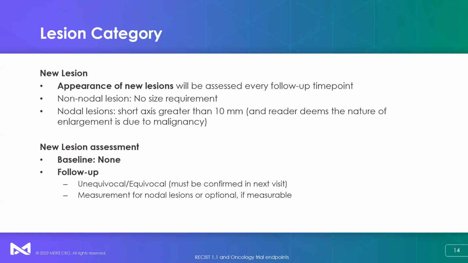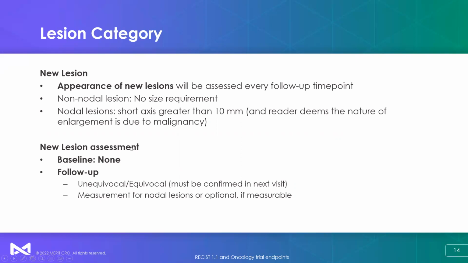Upon follow-up, new lesions should always be looked for. The appearance of any new lesions or new metastasis will always be assessed. For non-nodal lesions, there are no size requirements for new lesions. For any new nodal lesions, the short axis should be greater than 10 millimeters, and the reader must also deem that the nature of the enlargement is due to malignancy.